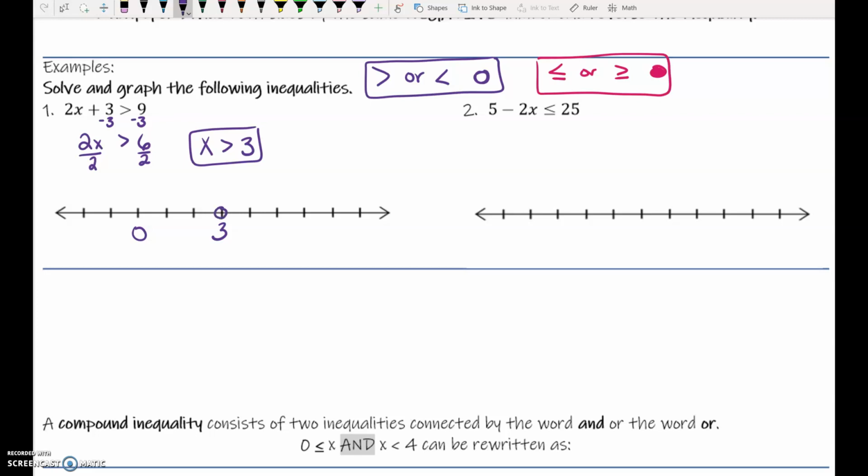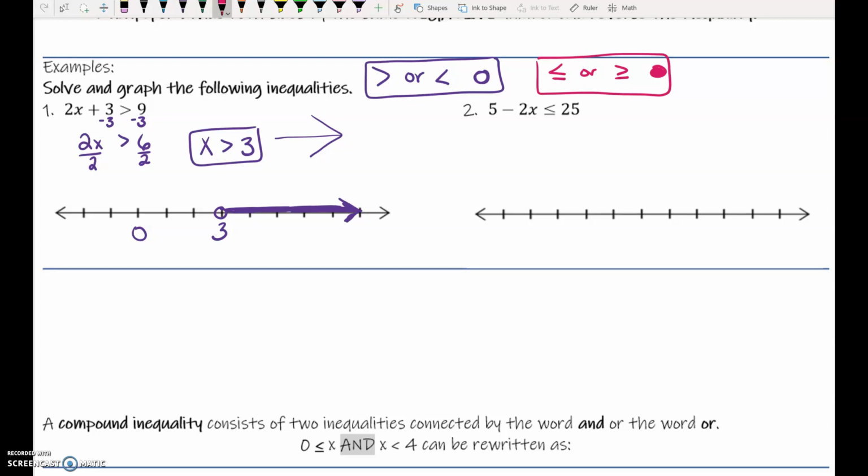We're going to shade everything past 3, but not including 3. So open circle at 3. Greater than is the numbers bigger than 3, so we would shade this way. And do you remember the tip from your teachers that the greater than sign actually makes an arrow showing you which way to shade?